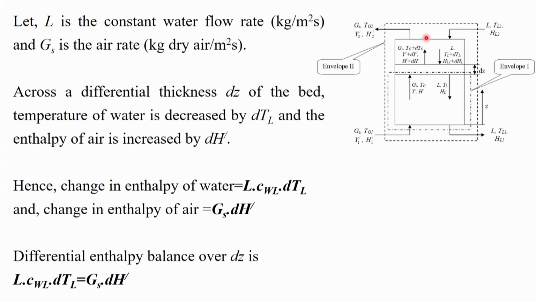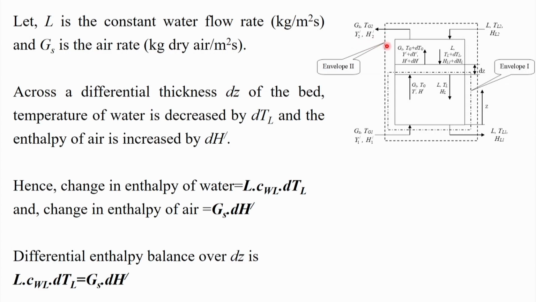This 1 and 2 are the stations. For all the calculations we will take 1 as the bottom and 2 as the top of this cooling tower. And the cold water coming out from the cooling tower will be at the flow rate of L, and the temperature will be TL1 with the enthalpy HL1, and the moist air exiting from the cooling tower will be with this Gs flow rate, on dry basis, and temperature will be Tg2, humidity Y2 prime and enthalpy H2 prime.